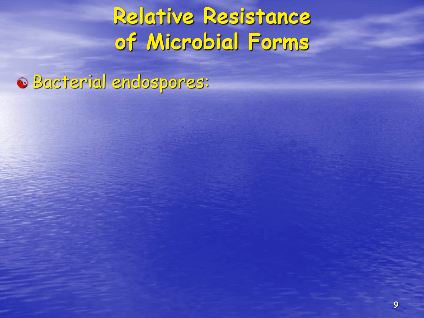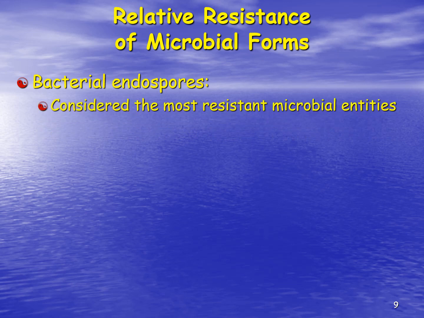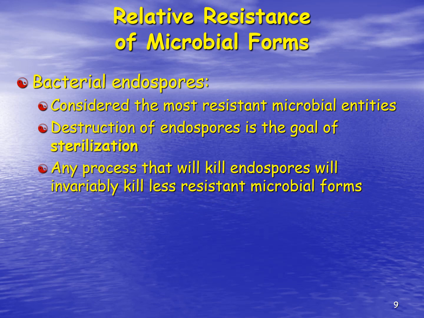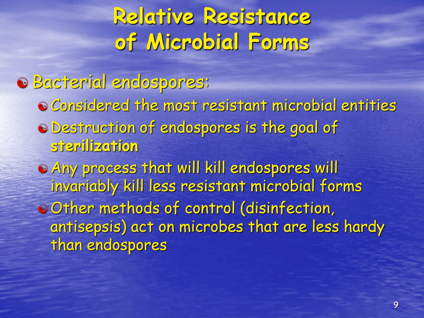So, really, when we look at sterilization, we want to look at the bacterial endospores. So these are considered the most resistant of the microbial entities, other than, again, prions, which really are just those protein structures. The destruction of all endospores is the goal of sterilization. Any process that will kill endospores will invariably kill the less resistant microbial forms of life. Other methods of control, such as disinfection or antisepsis, act on microbes that are less hardy than the endospores.